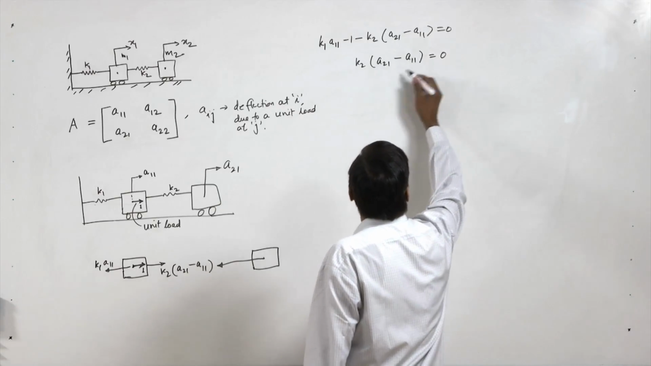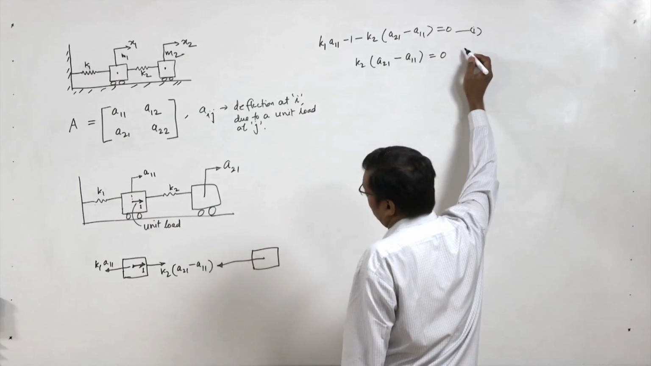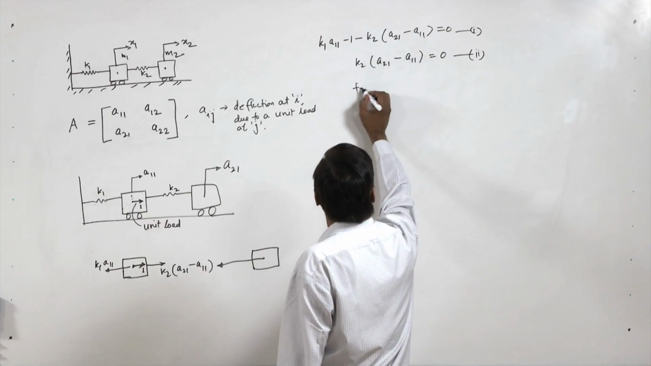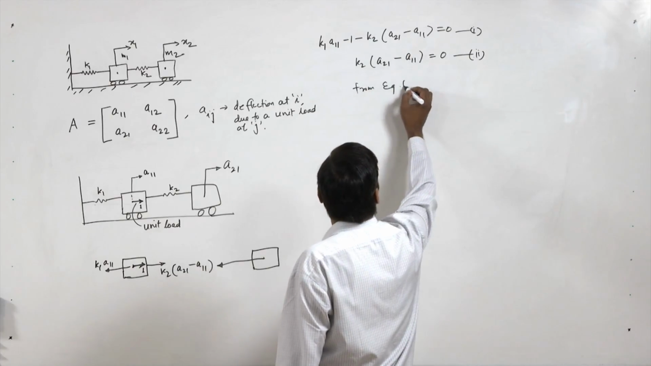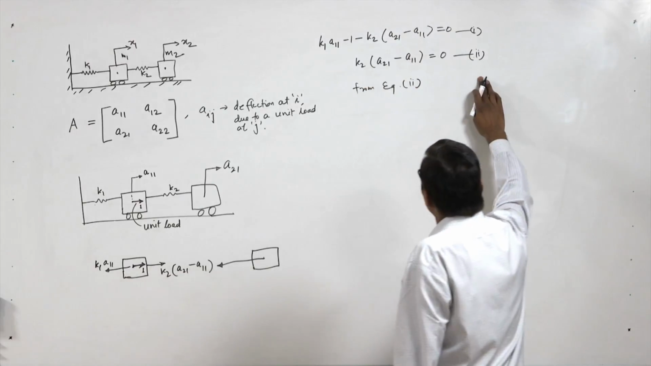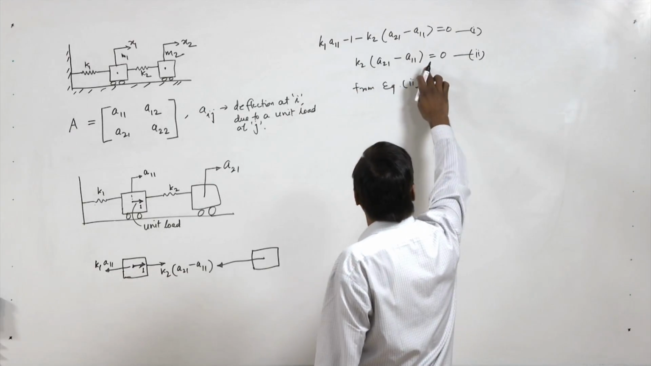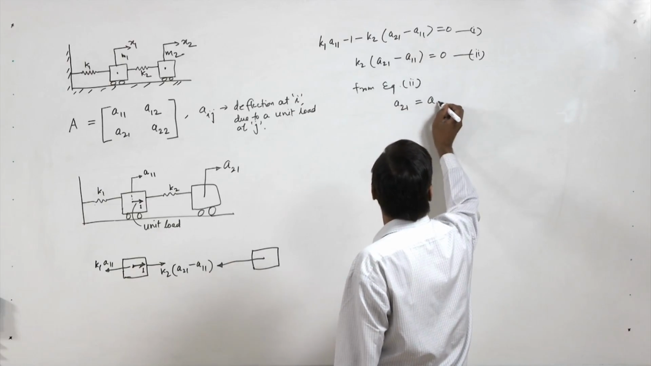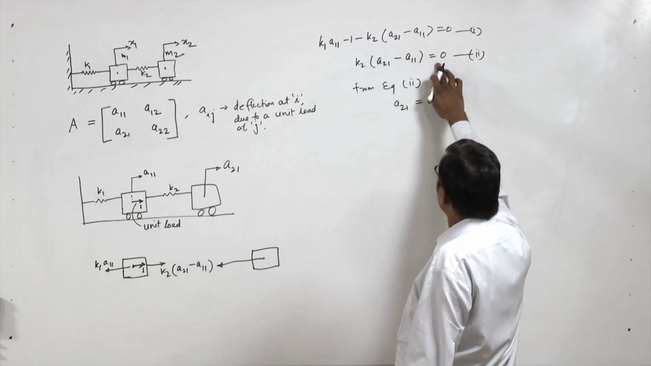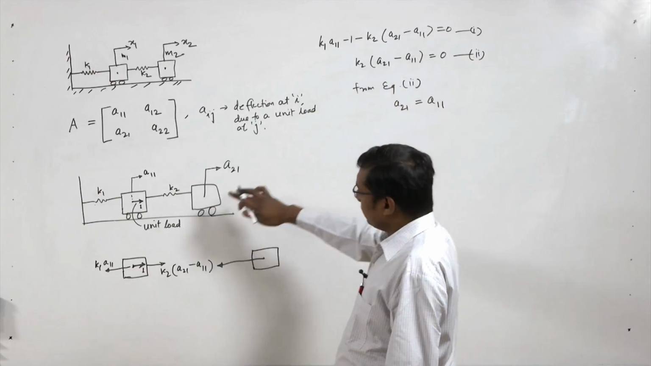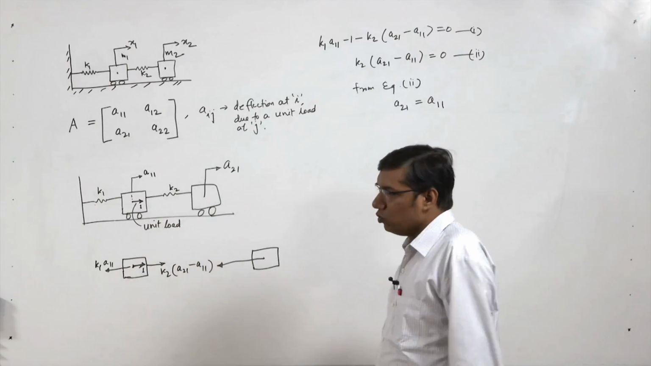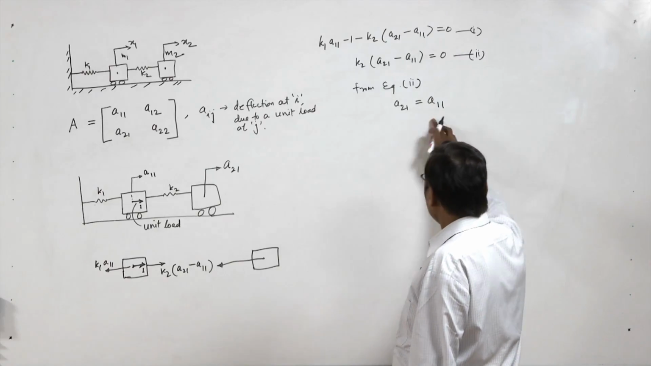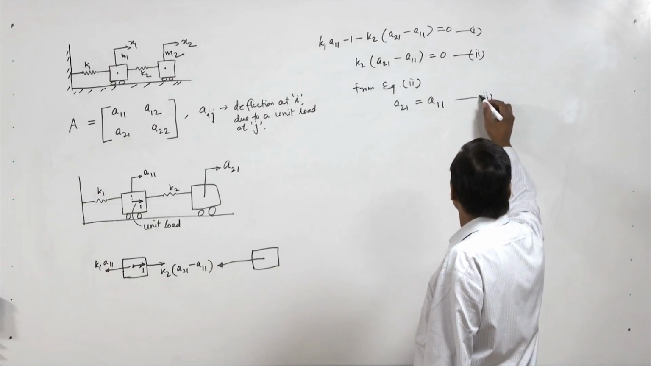So this is equation number 1 and this is equation number 2. From equation 2, we will have A21 equal to A11, because here this is zero and K2 can't be 0 because it is a finite stiffness of spring 2, and therefore we will have A21 equal to A11. Let's say this is equation number 3.